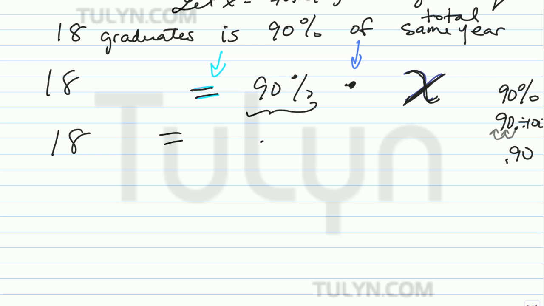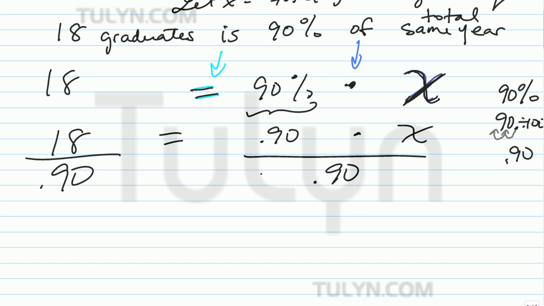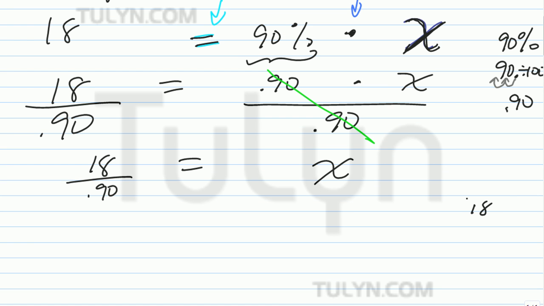So I'm just going to replace this by 0.90 times x. Go ahead on both sides and divide by 0.90 because you're undoing multiplication. Now these are going to cancel out. x is going to be 18 divided by 0.90. So 18 divided by 0.90.